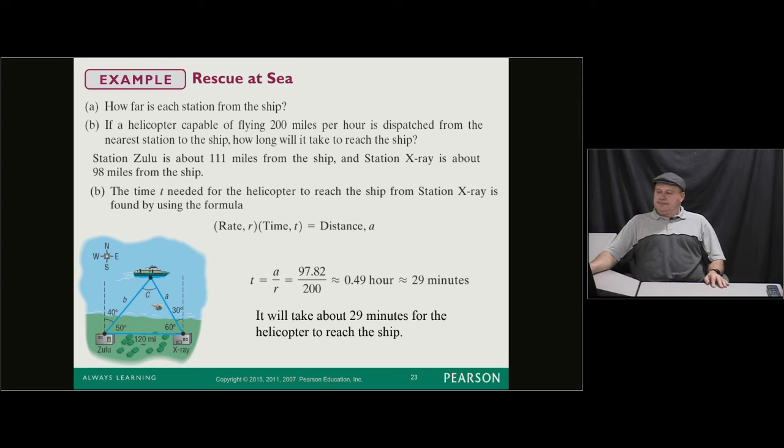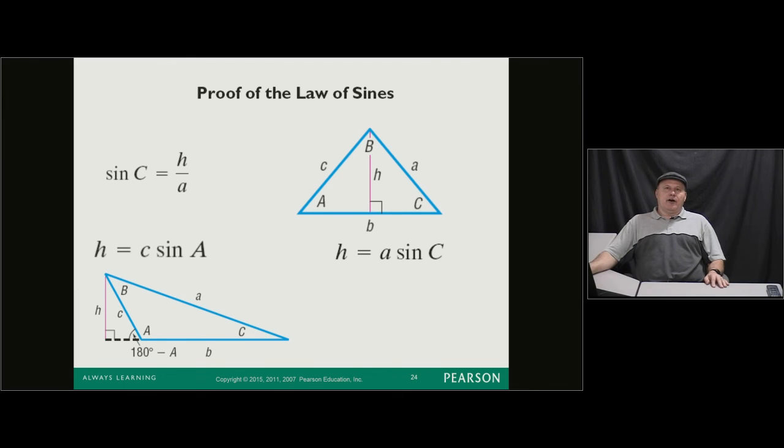All righty? Now let's look at the law of sines. We've used it a few times. Let's prove it. If you look at a triangle that looks like that, either way you look at it, the height of the triangle is C times the sine of angle A. If you're looking at the left one, the sine of angle A is H over C, so H is equal to C times the sine of angle A.